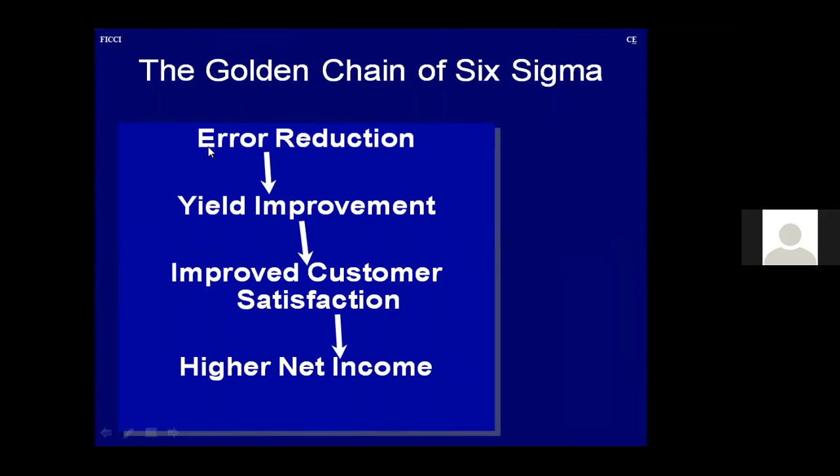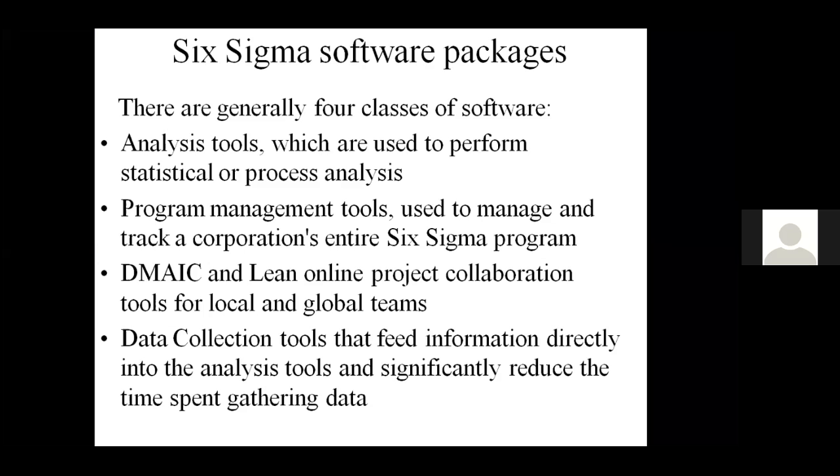First, we hit upon the error reduction. And when we hit upon error reduction, we get a lot of improvement, and a lot of improvement yields a lot of customer satisfaction, and when customer satisfaction is there, there are a lot of sales and a lot of income. So that is the ultimate golden chain that Six Sigma leads us to.